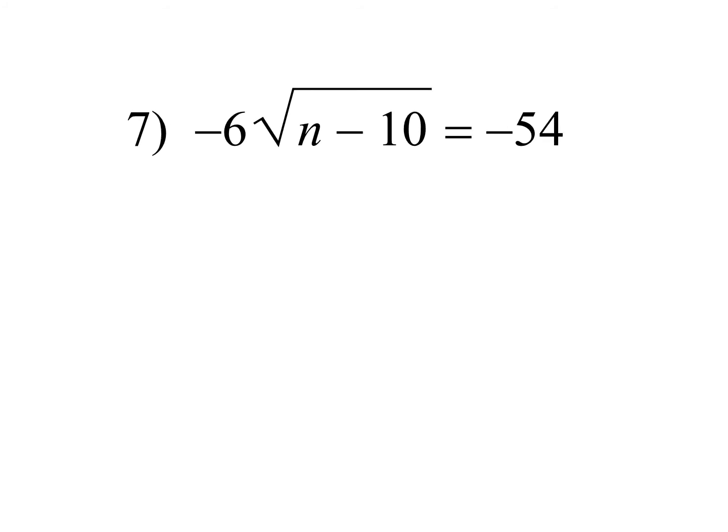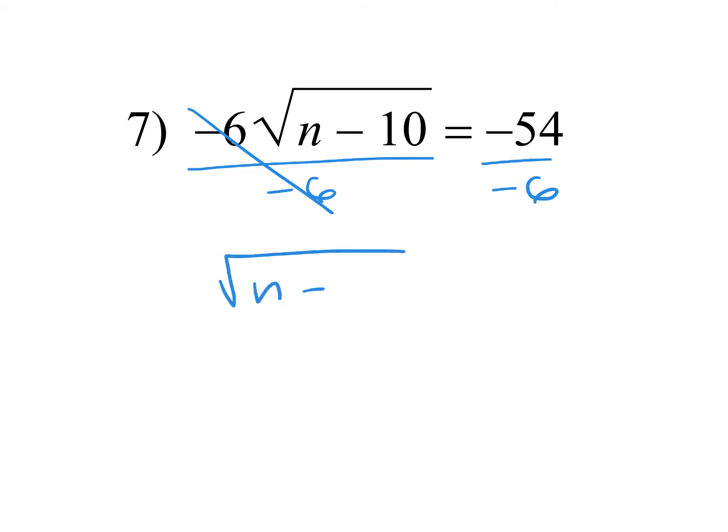All right, number 7. What do we do first? Awesome. Divide by -6, so that'll cancel. So we have the square root of n minus 10 on the left side. And what is negative 54 divided by -6? 9. What should we do next?